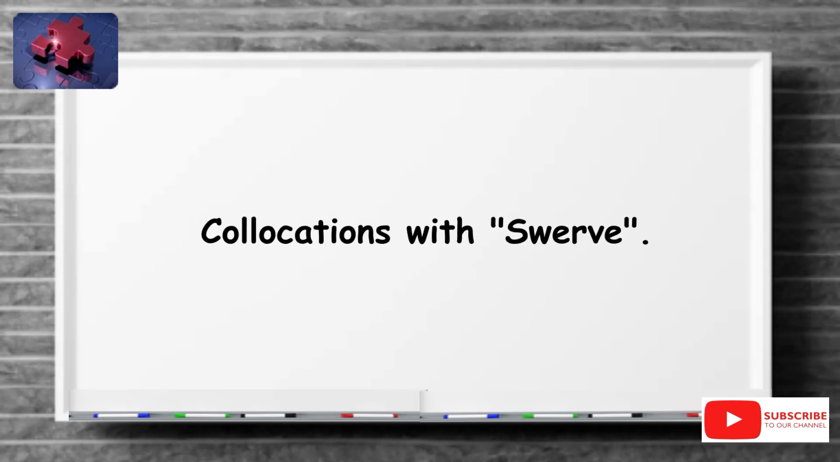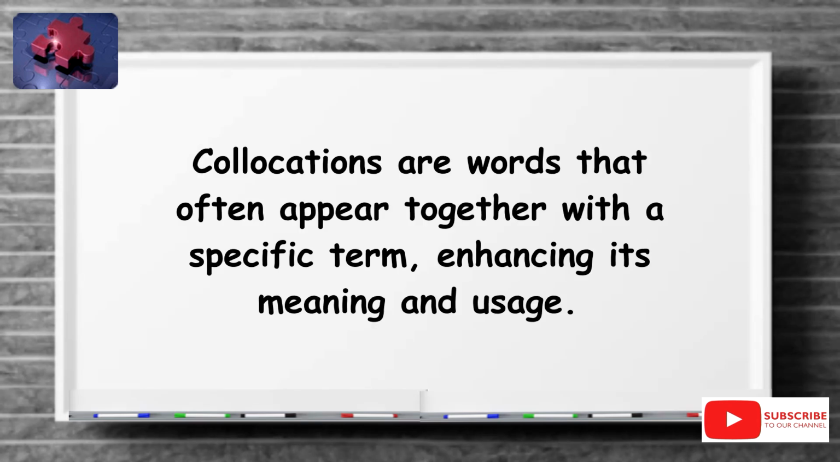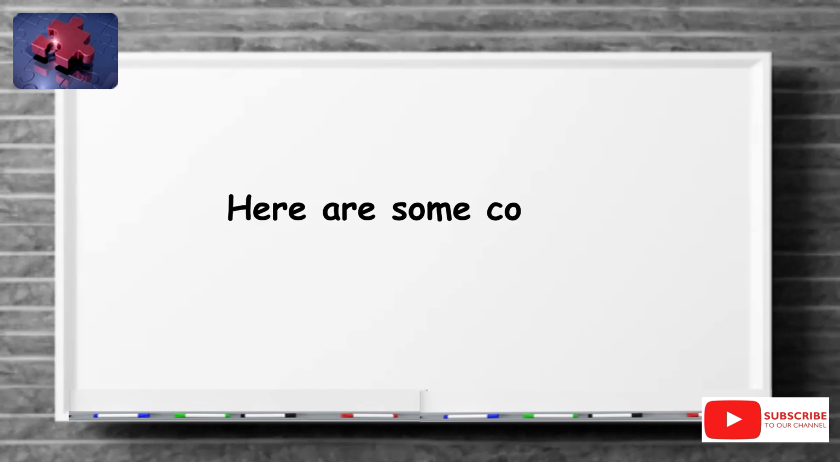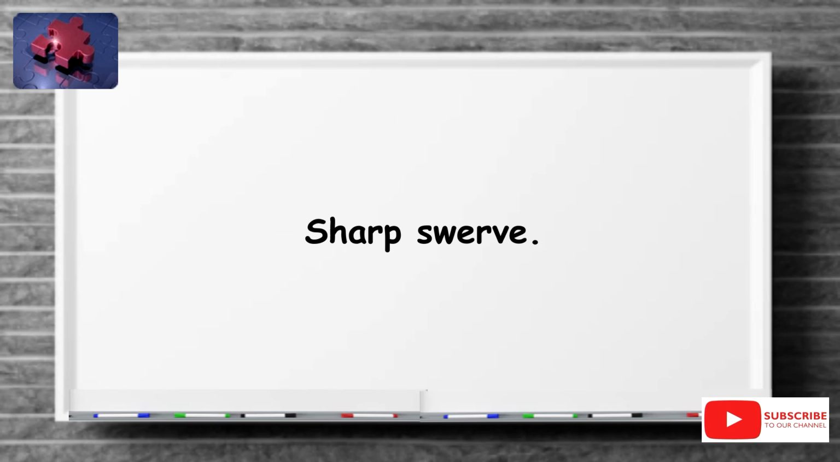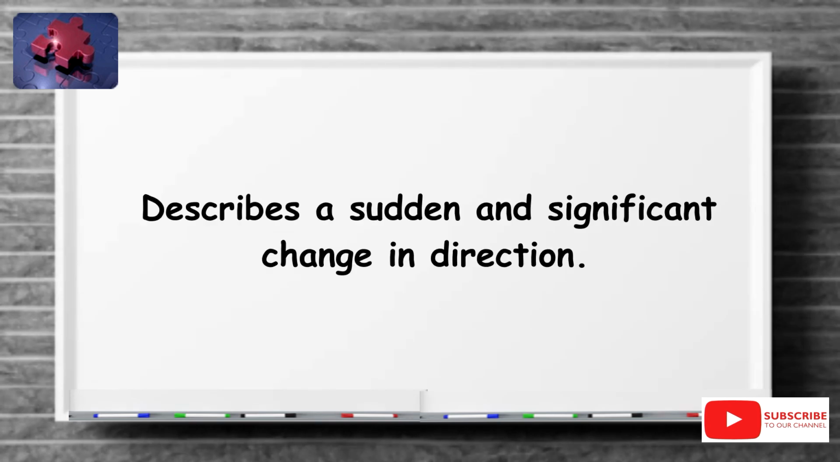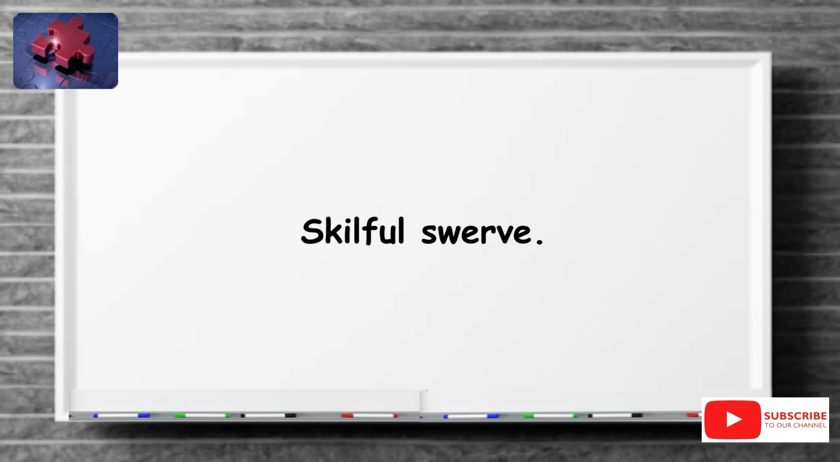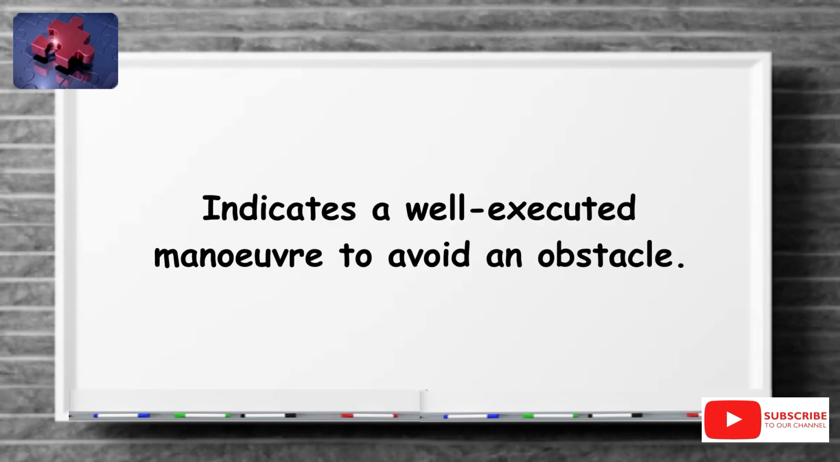Collocations with swerve. Collocations are words that often appear together with a specific term, enhancing its meaning and usage. Here are some common collocations with swerve. Sharp swerve. Describes a sudden and significant change in direction. Skillful swerve. Indicates a well-executed maneuver to avoid an obstacle.